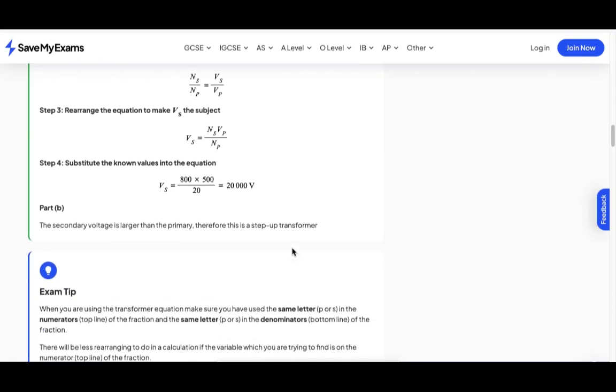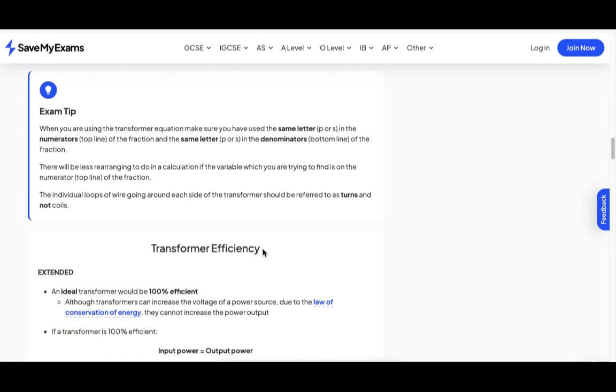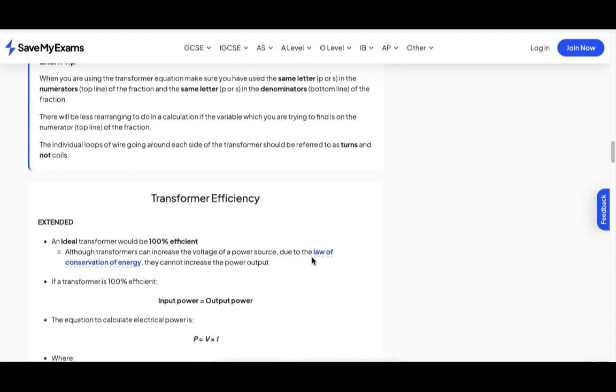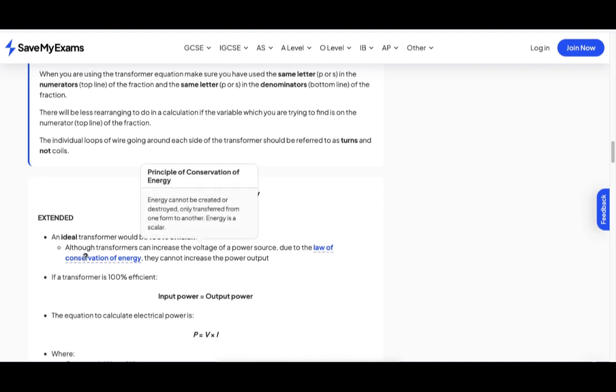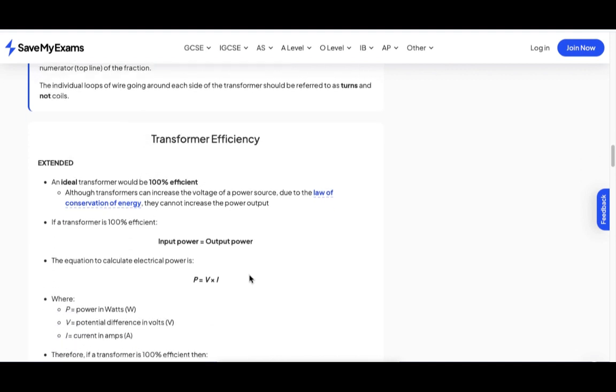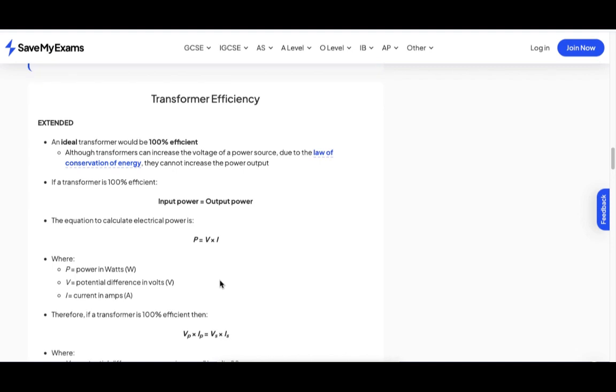Okay, let's see if they have another question for us. Now they have another question about transformer efficiency, which I've already explained. They said there is no energy loss. The law of conservation of energy says energy can never be lost or destroyed, it can only be transferred from one place to another, right? Which means the input power equals the output power.